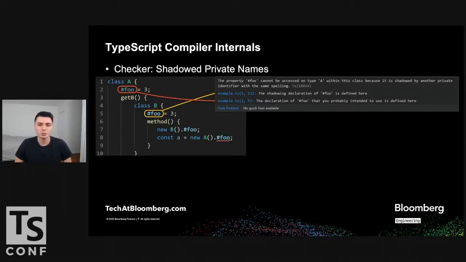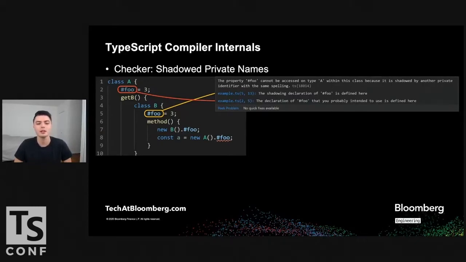This shadowing example shows exactly how errors can be really cryptic, and it's important for us to have a descriptive error message that explains exactly what the problem is. In this example, we have a class B within a class A, and they both define the same private field. This is problematic because in class B, you can't access the hash foo from class A because class B's hash foo shadows it, much like how if you were to do this with variable declarations, the nested variable will shadow the outer variable.